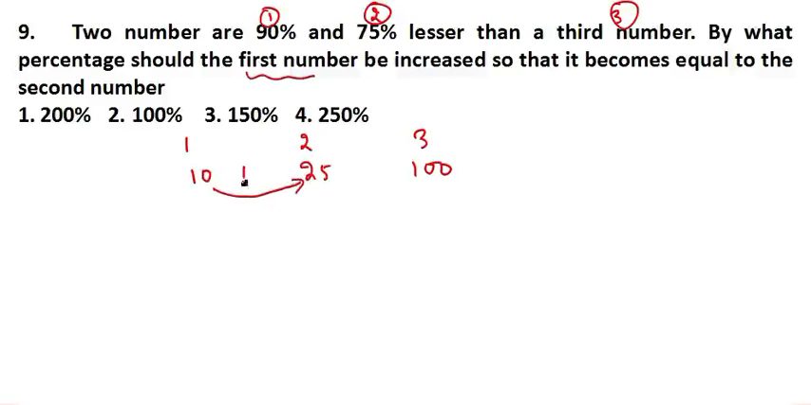Here you can see you have to increase by 15. So 15 on what? On 10 into 100. So you have to increase by 150%. So it means that the first number you have to increase by 150% to make it equal to the second number. Okay, so your third option will be the right answer. Let's move ahead.